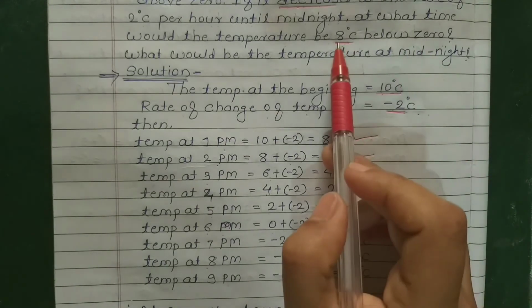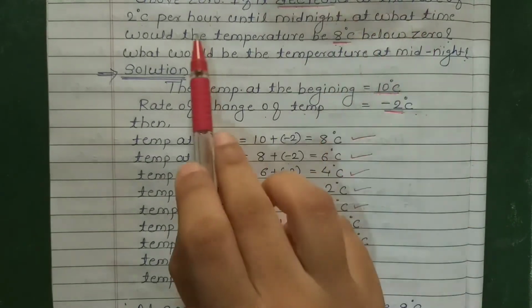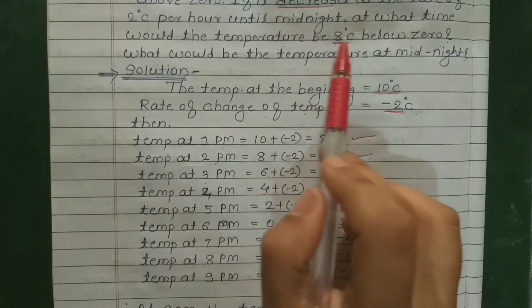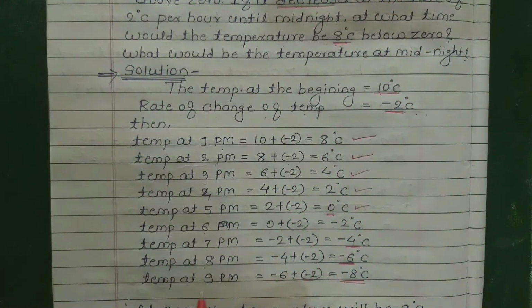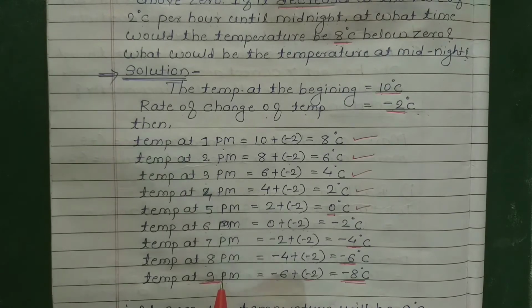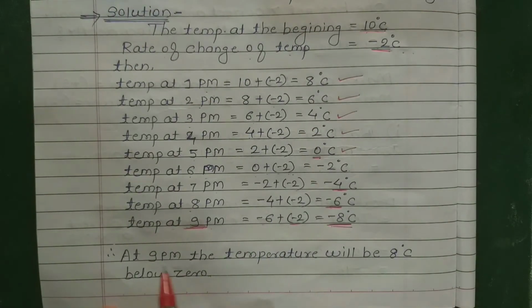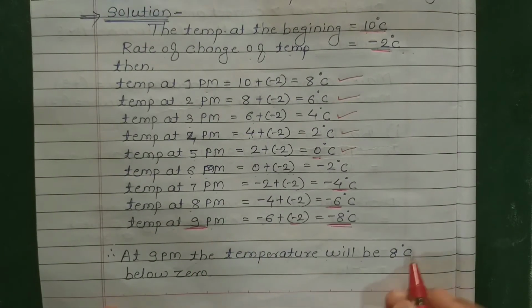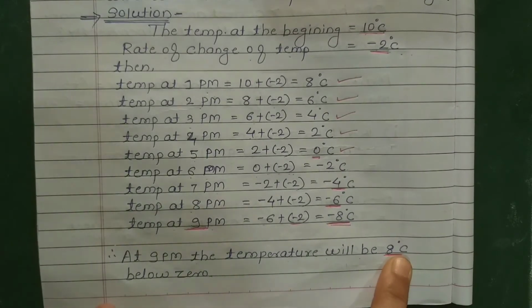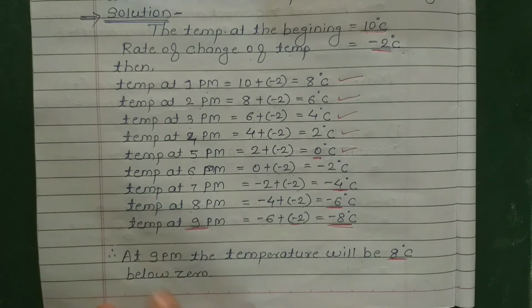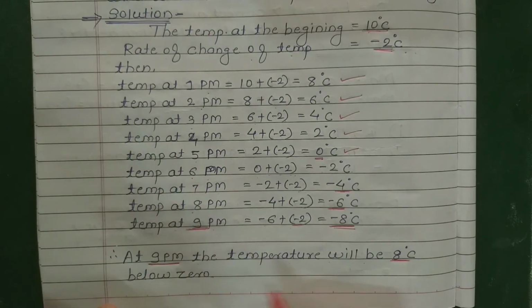Okay, now our question is, at what time would the temperature be 8 degrees Celsius below 0? So at 9 p.m. So our answer is, at 9 p.m. the temperature will be 8 degrees Celsius below 0. That means it's a negative temperature. So our answer is, at 9 p.m. the temperature will be negative 8 degrees Celsius.